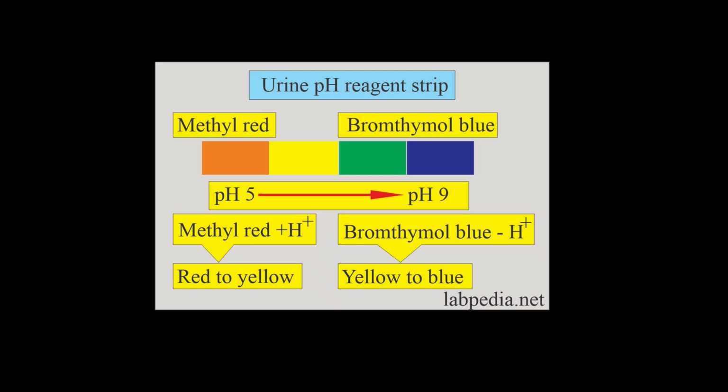Methyl red works at pH 5, and bromothymol blue at pH 9. Methyl red changes from red to yellow, and bromothymol blue from yellow to blue.